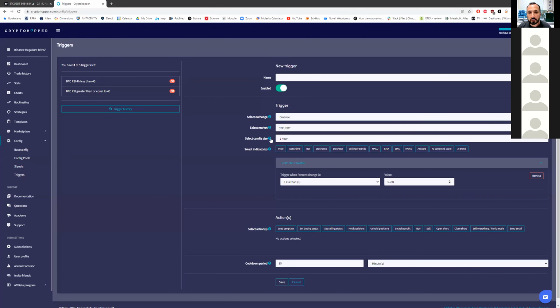So what you can do in the candle size, you can choose whatever candle size you like, make it change when the percentage is less than 0.001. I mean, it is impossible that within 1 hour the price of Bitcoin will not change in this area. And change the cooldown period to 5 minutes, which means that every 5 minutes it will check, and for sure the price of Bitcoin changes by about that much within 5 minutes.